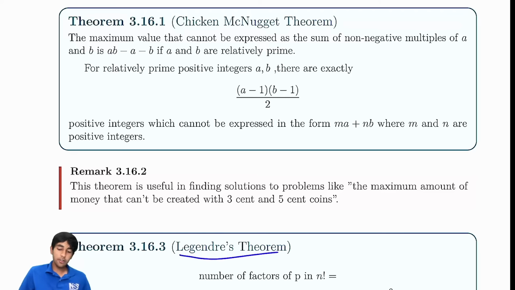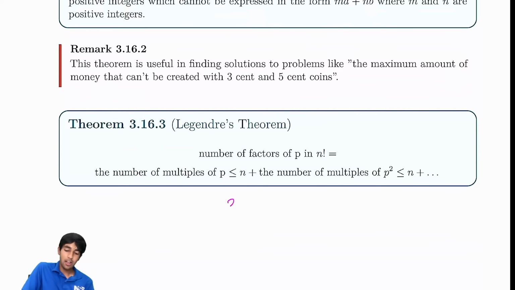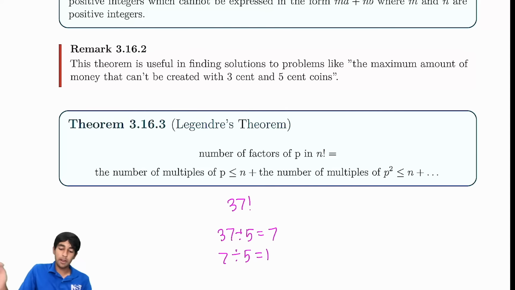Okay, now Legendre's theorem, the number of factors of p in n factorial. Well, this is a standard MathCounts level technique. Like 37 factorial: how many factors of 5 are in the prime factorization of this? Well, it's a very simple technique. You just do 37 divided by 5 is 7, and we ignore the remainder. And then we go 7 divided by 5 is 1, and we ignore the remainder. 1 divided by 5 is 0.